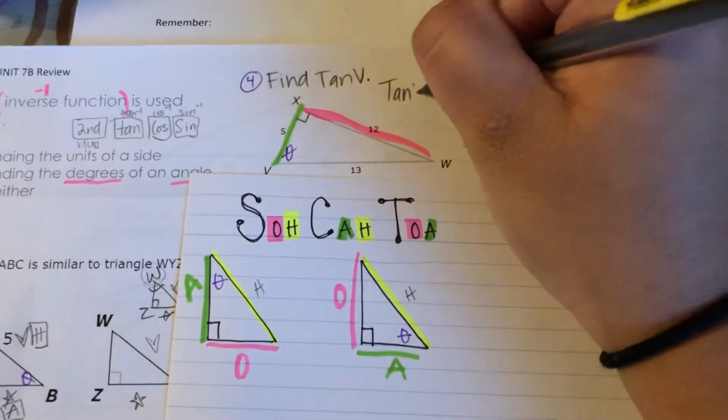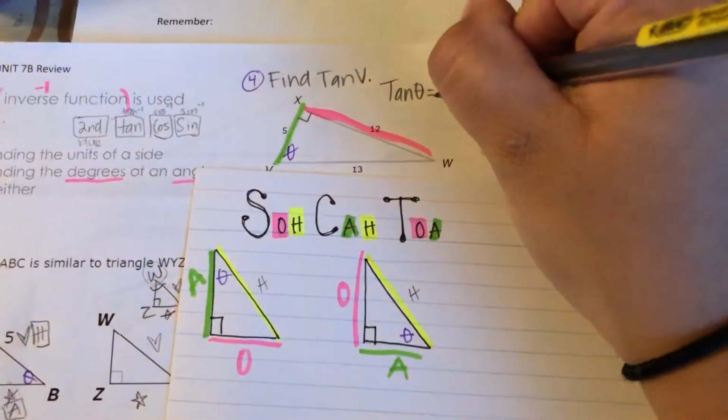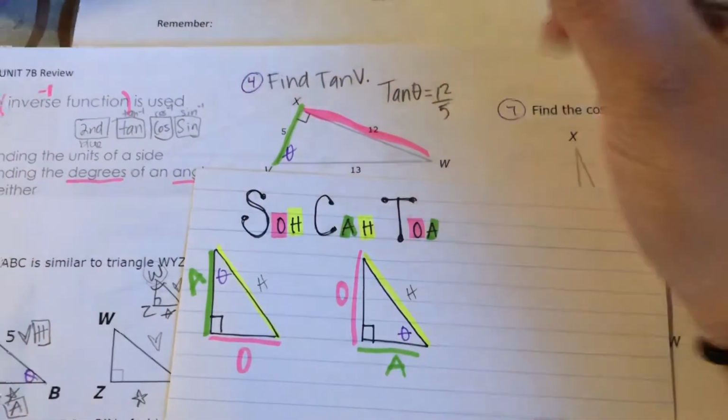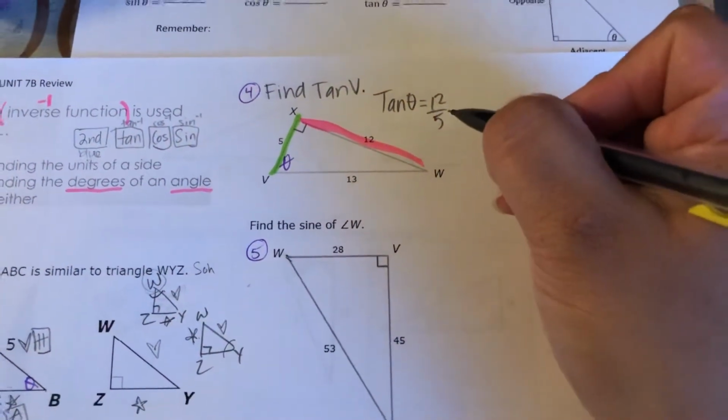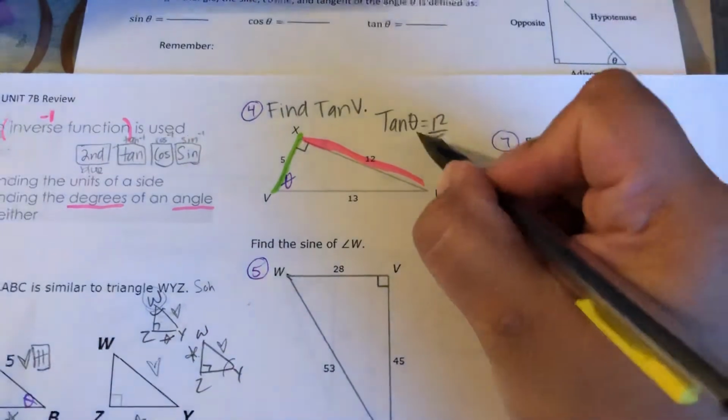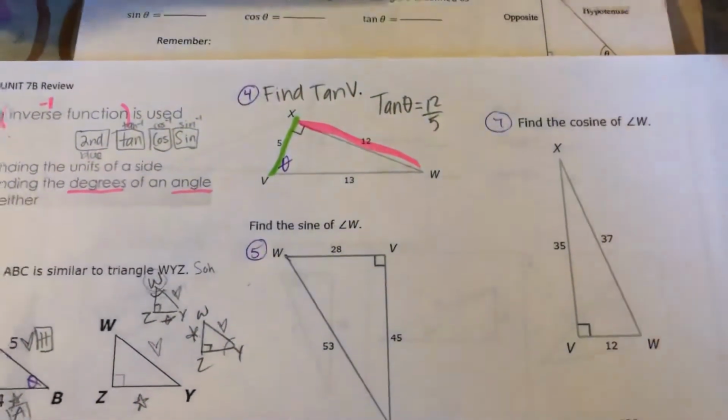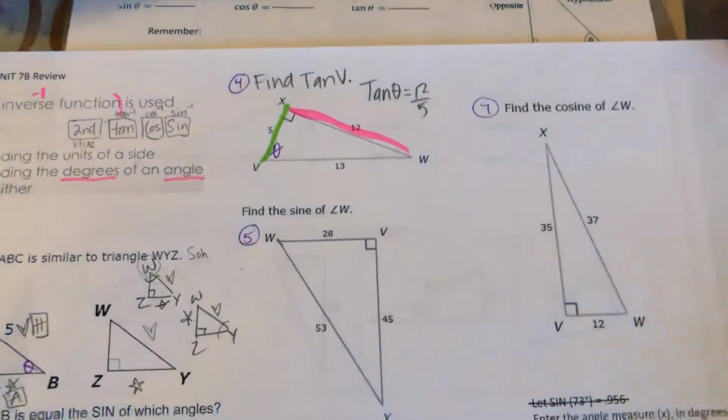Tangent of theta is equal to 12 over 5. Now, whenever I see that, I remember I have both my numbers with my fraction. What do I have to do? I have to use my inverse. So I'm going to go ahead and copy that down.